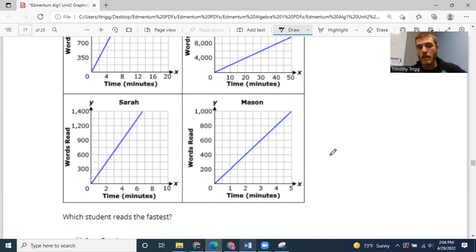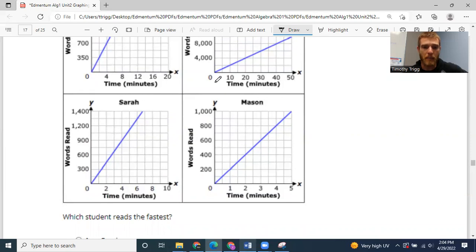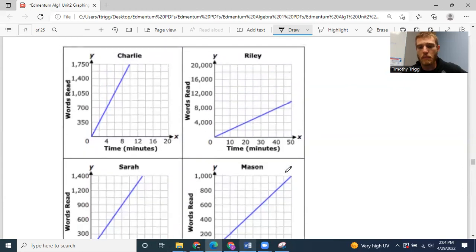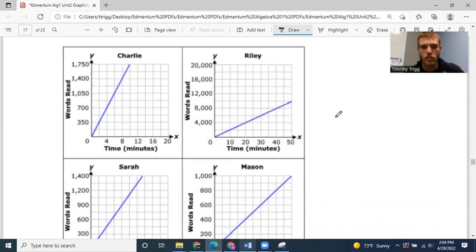Now this is a little bit tricky here because take a look at these 4 graphs. They have different axes. Like look at Mason's, his time is in minutes, and the words read is going by like 200 here, right? Whereas like Sarah's here, where Mason has a 1 here, Sarah has a 2 here. You see that? And her y-axis is going by like 300s here. So you have to really pay attention here. Let's look at the 5-hour progress for each student, right?